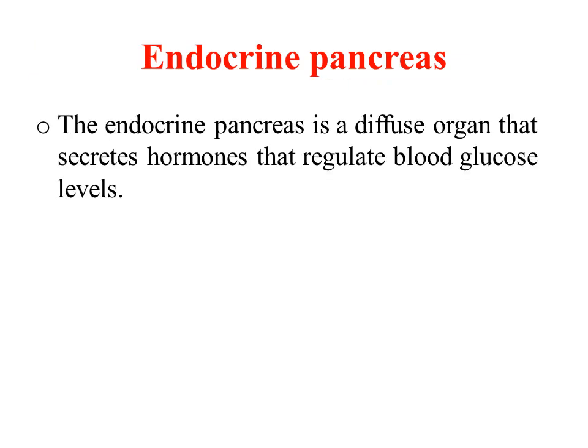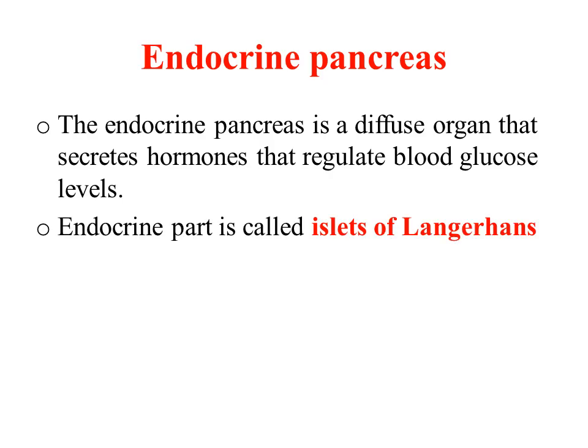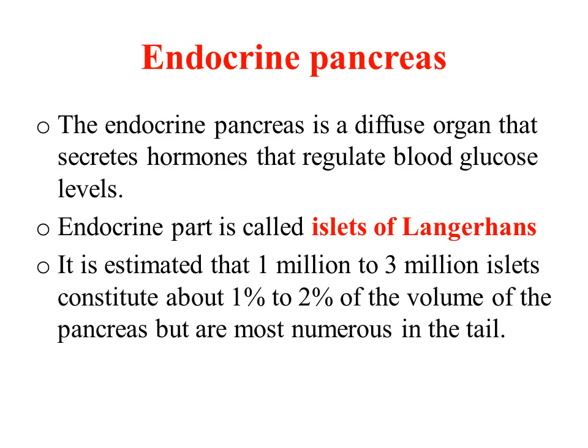Endocrine pancreas. The endocrine pancreas is a diffuse organ that secretes hormones that regulate blood glucose level. The endocrine part is called the islets of Langerhans, named after the one who discovered it. It is estimated that 1 million to 3 million islets constitute about 1 to 2% of the volume of the pancreas, and are most numerous in the tail of the pancreas. Very important.